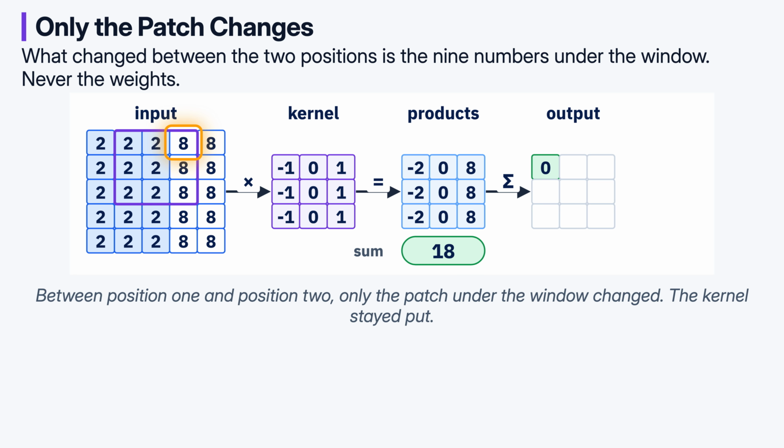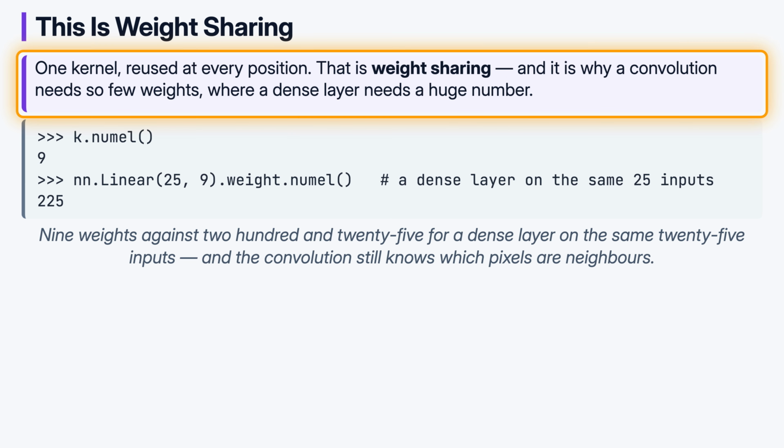So what actually changed between the two positions? Only the 9 numbers under the window, this patch of the picture. The weights in the kernel stayed put. The patch moved, the weights did not. One kernel reused at every position. That is called weight sharing.